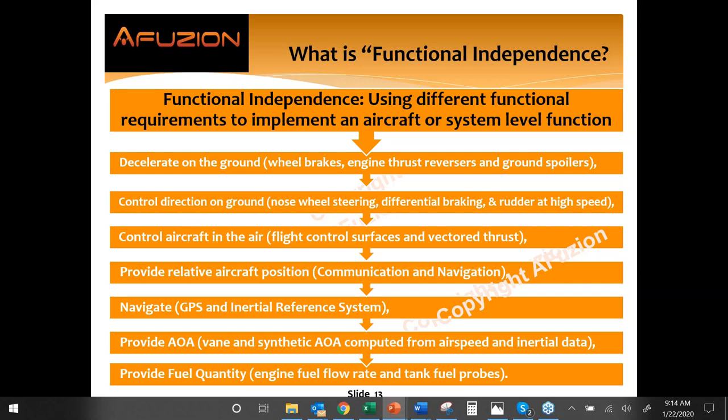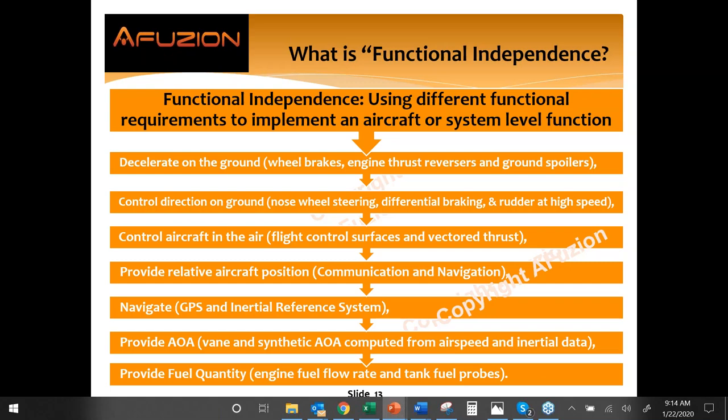Let's look. Using different functional requirements to implement an aircraft or system level aspect, right? For example, deceleration. It could be performed by wheel brakes, but also thrust reversers, ground spoilers. They're independent. I can control direction on the ground by rudder if I'm going at high speed, 80 to 100 miles an hour.